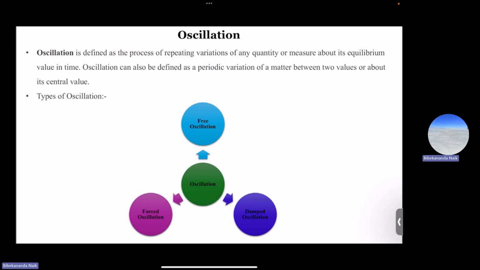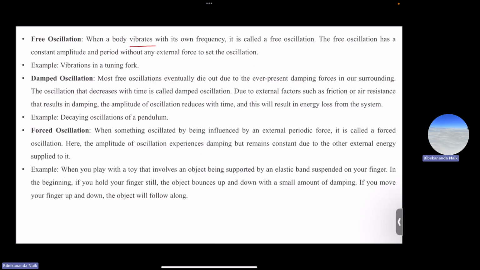And if we talk about oscillations, oscillation is defined as the process of repeating variations of any quantity about its equilibrium value in time. There are different types of oscillations: free oscillation, damped oscillation, forced oscillation. What is free oscillation? When a body vibrates with its own frequency, it is called free oscillation.